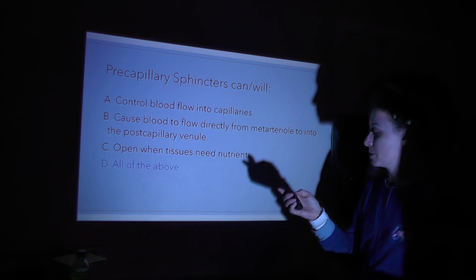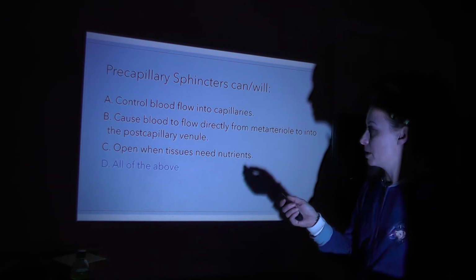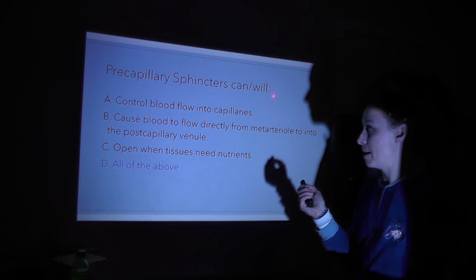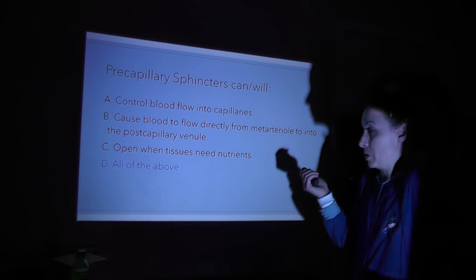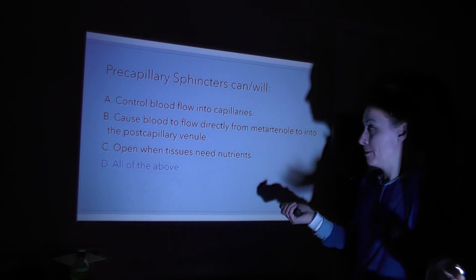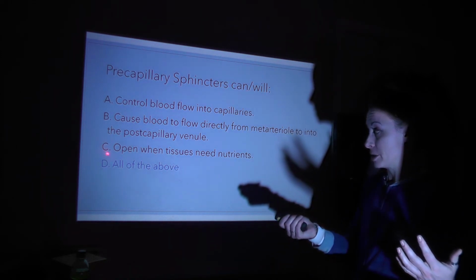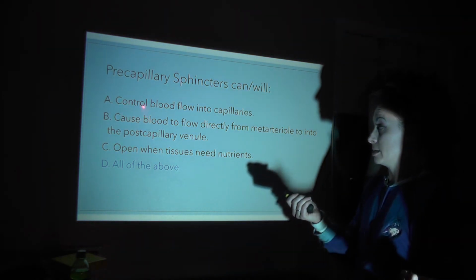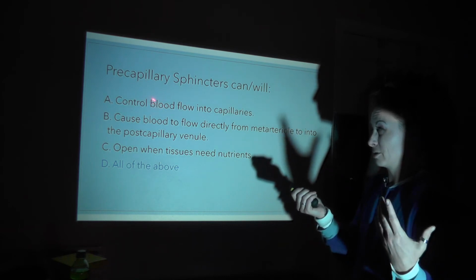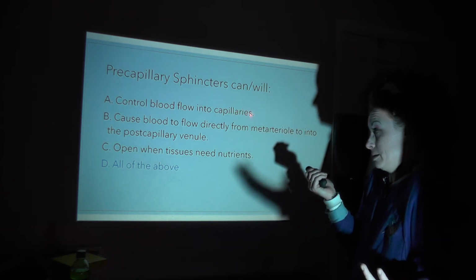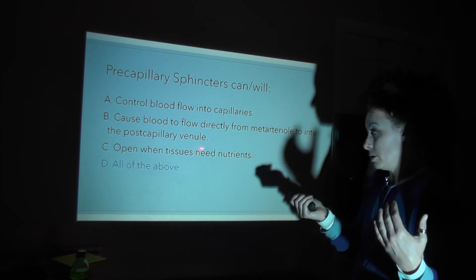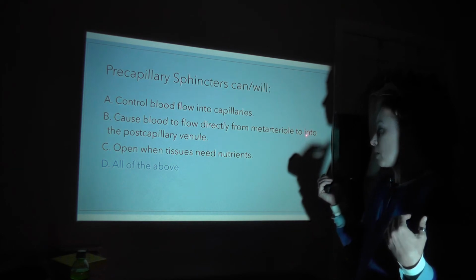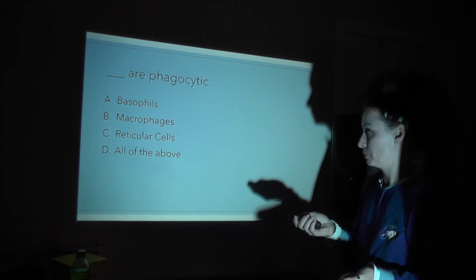So precapillary sphincters, remember, if they're constricted, then blood is going to go directly from the meta-arterial to the thoroughfare channel. And why would that happen? Because we are good, we don't need nutrient and gas exchange. So if we do need nutrient and gas exchange, then we would open these. And what happens when we open those is that we are exerting control of the blood flow into the capillaries. Oh, but what if we don't need nutrient and gas exchange? Then we can be constricted and cause blood to flow directly from the meta-arterial into the postcapillary venule.